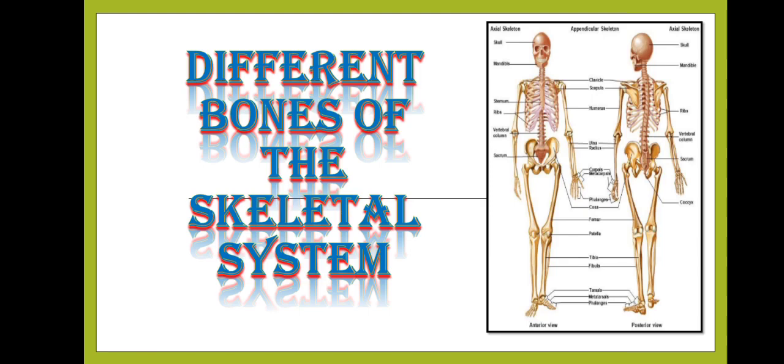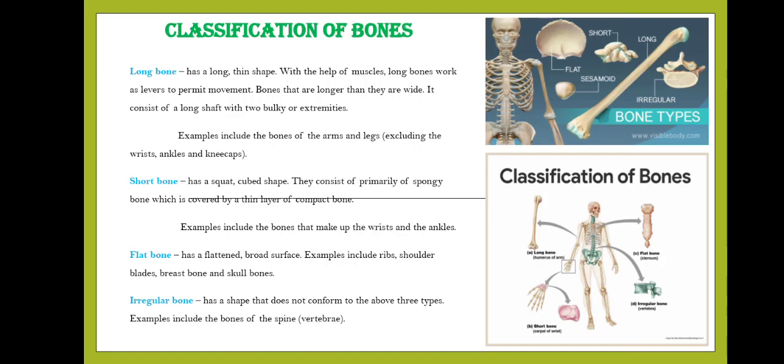Here are the different bones of the skeletal system. The long bone. The long bone has a long, thin shape. With the help of muscles, long bones work as levers to permit movement. They are longer than they are wide, and consist of a long shaft with two bulky extremities.